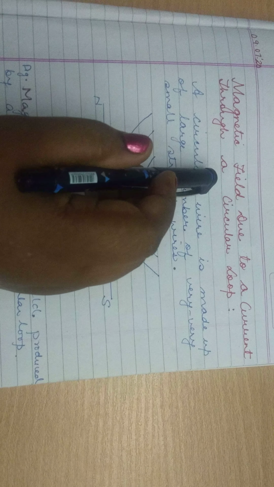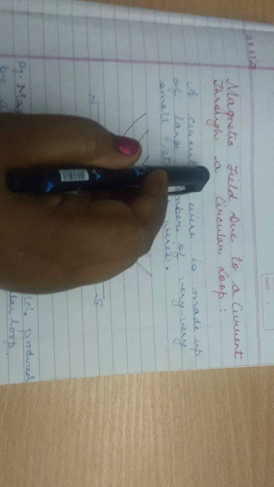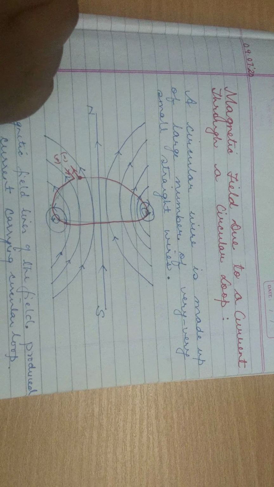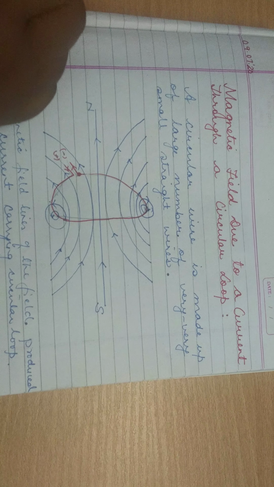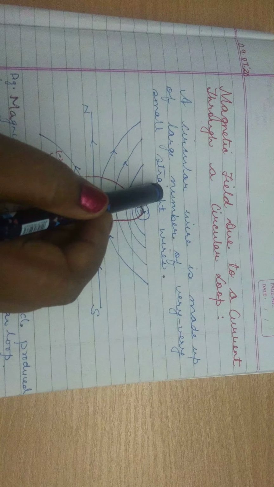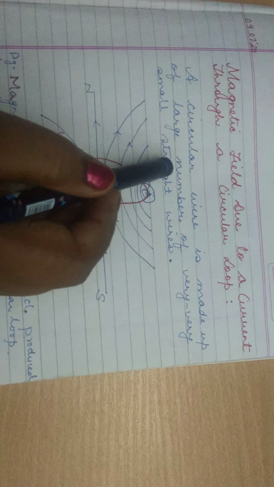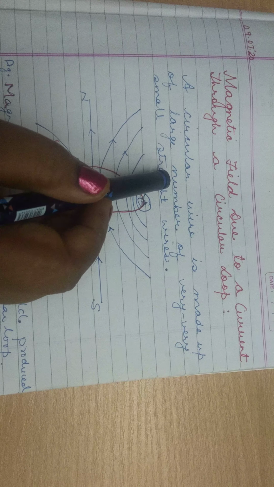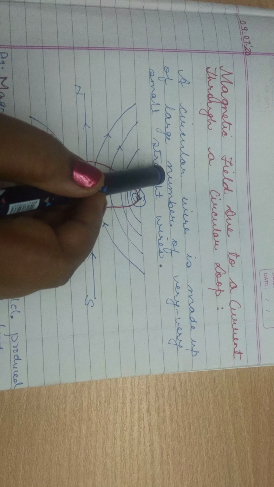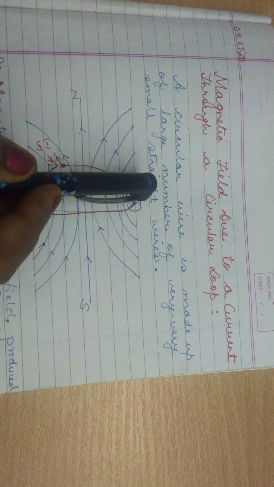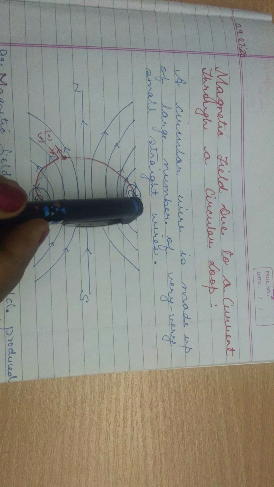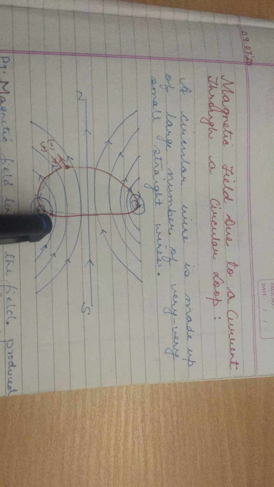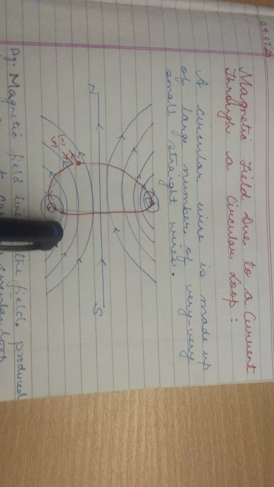Today we will learn about the magnetic field due to a current through a circular loop. As you all have studied about the magnetic field due to current through a straight conductor in the previous class, a circular wire is made up of a large number of very small straight wires. Each small straight section of the current carrying wire contributes to the magnetic field lines, and the direction of all these field lines is in the same direction as shown in this figure.